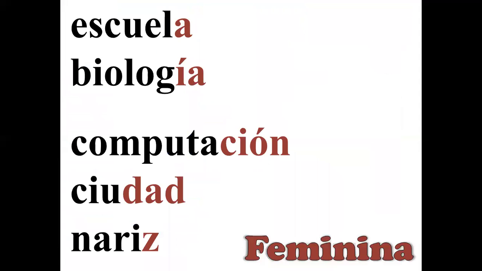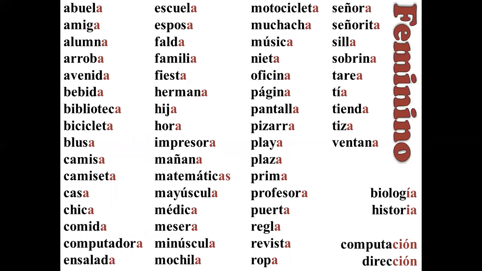So femenina, una palabra femenina, oftentimes ends in an A or an IA, like escuela, biología. There are more patterns, more rules with feminine nouns. So something that ends in ción, computación, por ejemplo. Things that end in D or DAD, ciudad. Things that end in Z, like nariz. Those are most of the time feminine, and all of the time in the case of ción. So you can see some of the ones that follow the most straightforward patterns.